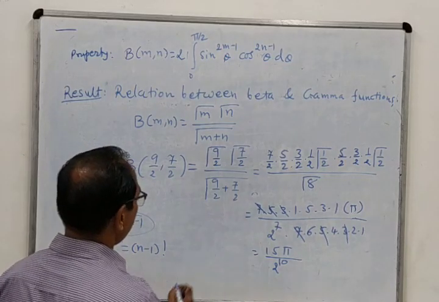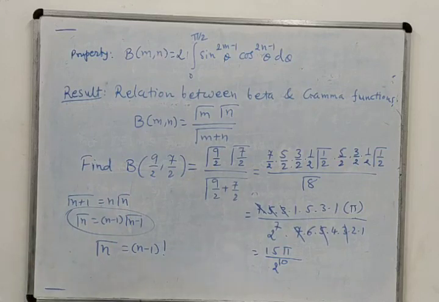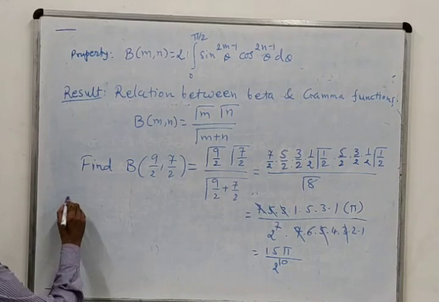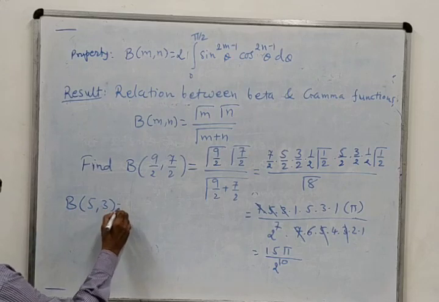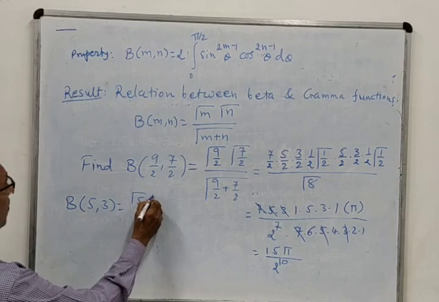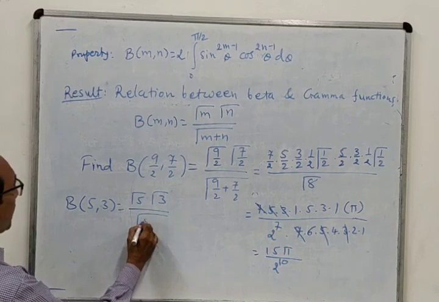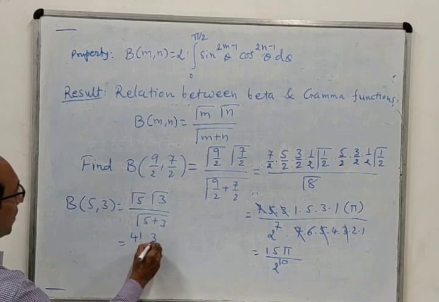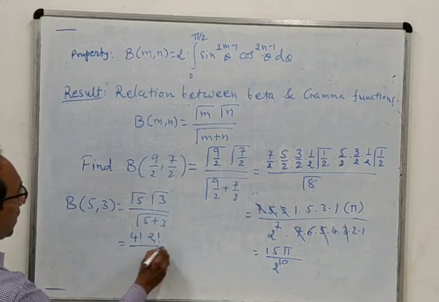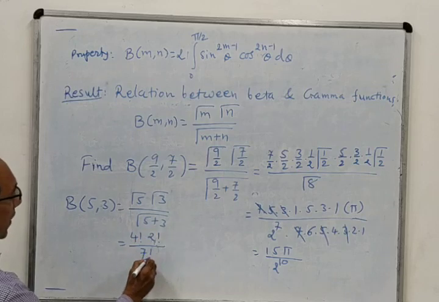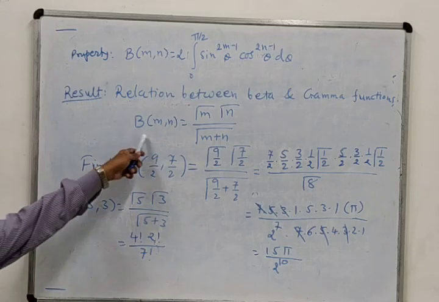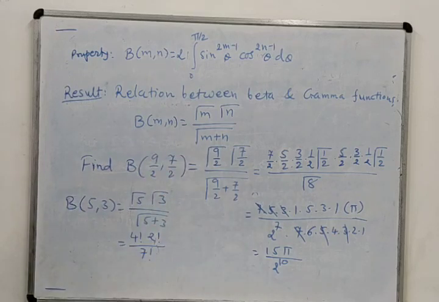Similarly, you can solve. Suppose you are asked to find out beta 5 comma 3, then you can convert this into gamma form. That means gamma 5 gamma 3 divided by gamma 5 plus 3. So gamma 5 is what? 4 factorial. Gamma 3 is what? 2 factorial. One number is less. And 5 plus 3 is 8, which means 7 factorial. So you can find out the value in this way by using the relation between beta and gamma function. Okay?